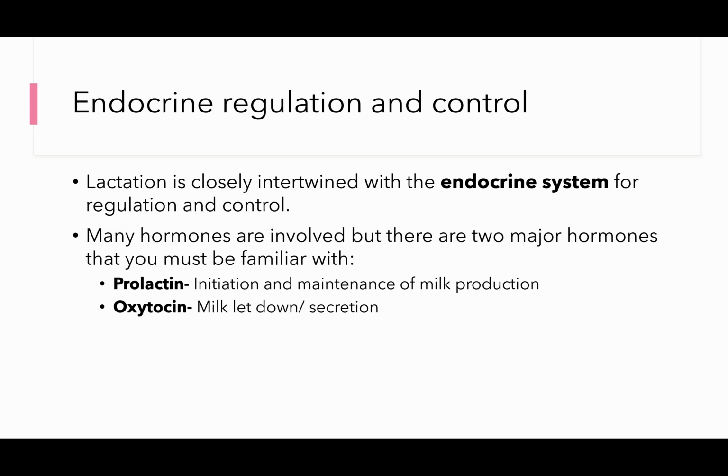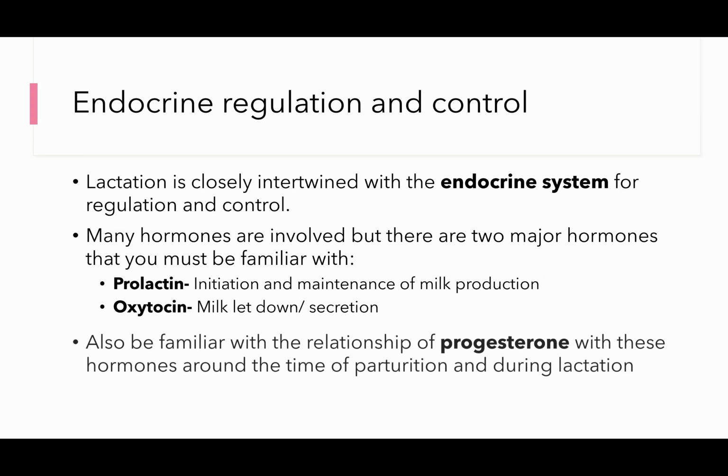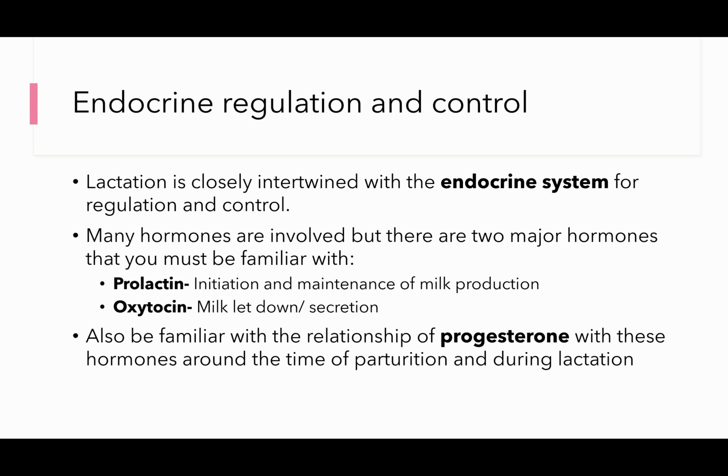There's one more hormone. We've mentioned it previously in class, but I want to mention its role as it's related to lactation. Progesterone is a hormone that actually is inhibitory to prolactin. So prolactin is good for initiating and maintaining milk production. Progesterone does the opposite.